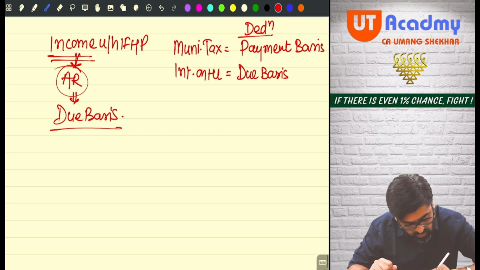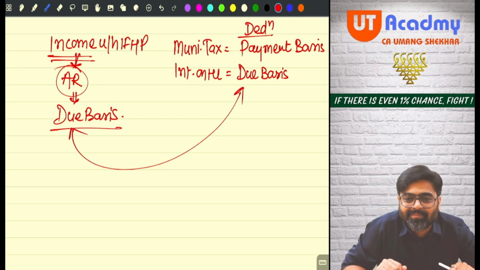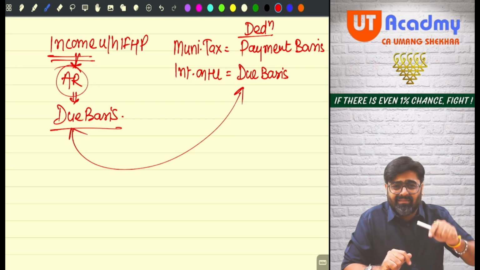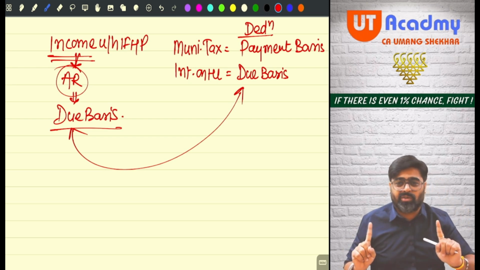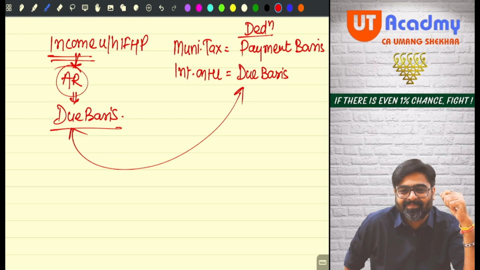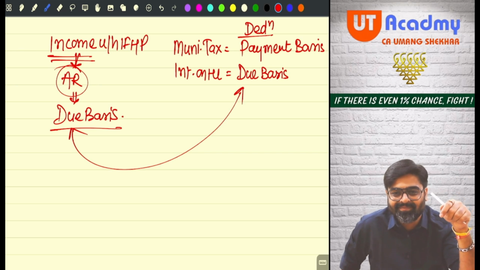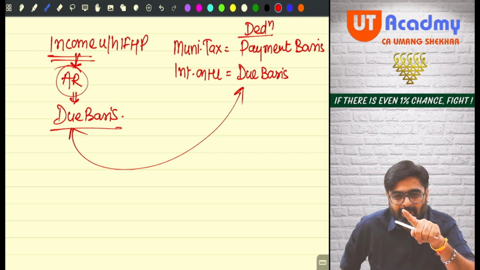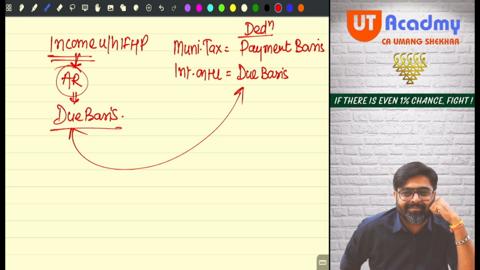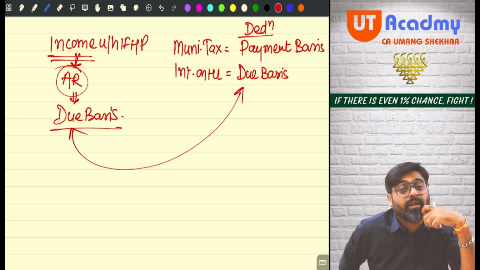So the expense should also be allowed on what basis? Due basis. But sir, this logic is understood. Then please take the municipal tax also on due basis. Why did you take it on payment basis? You already know the answer. Just imagine if the municipal tax is allowed on what basis? Due basis.